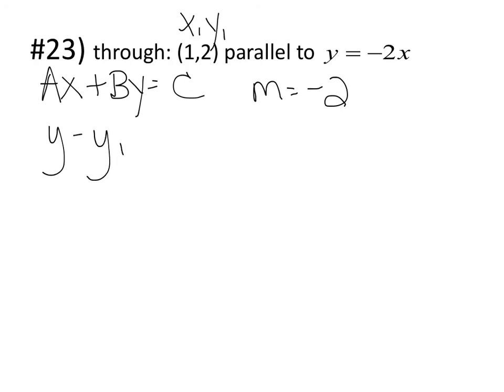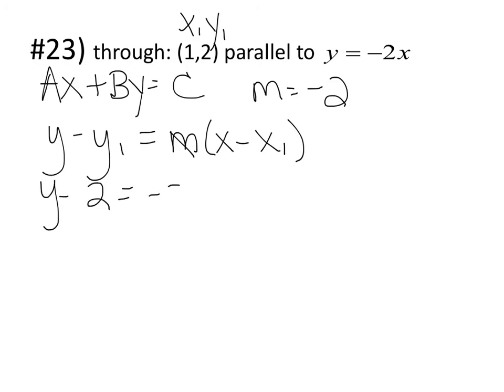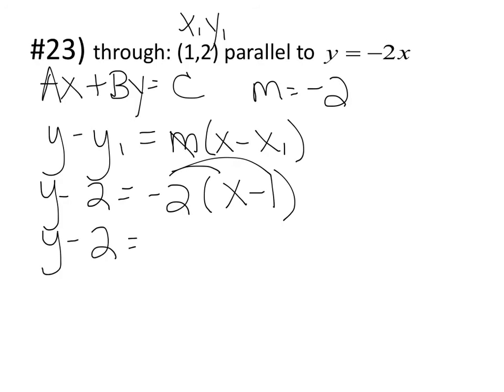So I plug into y minus y1 is equal to m times x minus x1. So y minus 2 is equal to negative 2 times x minus 1. Go ahead and distribute your negative 2. So you have y minus 2 is equal to negative 2x plus 2.